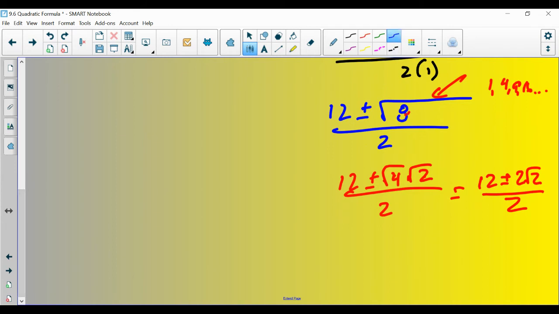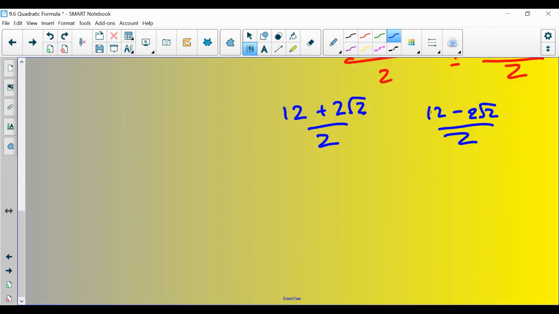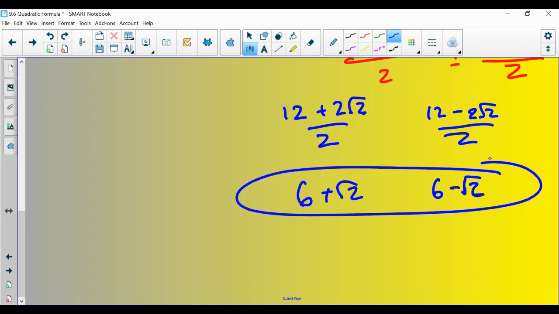We can actually do a couple simplifications here. We can break this up into two different problems. We have 12 plus 2 root 2 over 2 and 12 minus 2 root 2 over 2. That's a lot of 2's. Now this 2 in the denominator, we can actually divide this 12 and this 2 by the 2 and end up with 6 plus root 2, because 12 over 2 is 6 and 2 over 2 is just 1, so there's like a 1 here. That doesn't actually even need to be written. 6 plus root 2. And then this one here, we'd have 6 again, and then the 2 over 2 cancels to 1, so minus root 2. And those are our two answers to this problem.